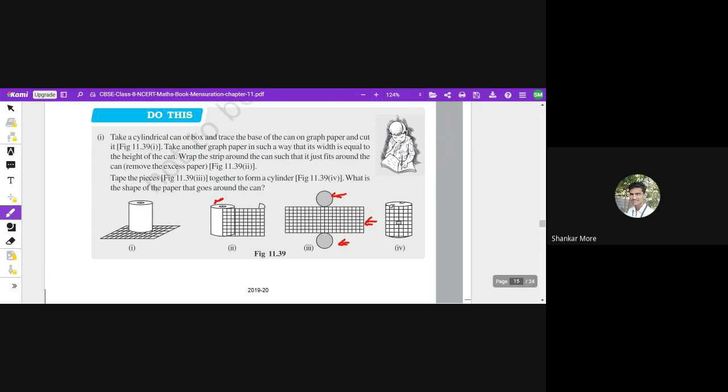Pi r squared, is it? Pi r square na, does anyone have any doubt in this? Surface area of a circle, or area of a circle.